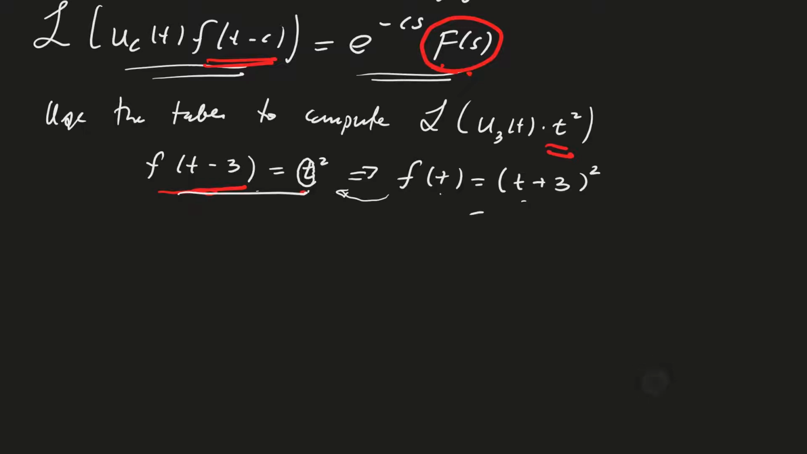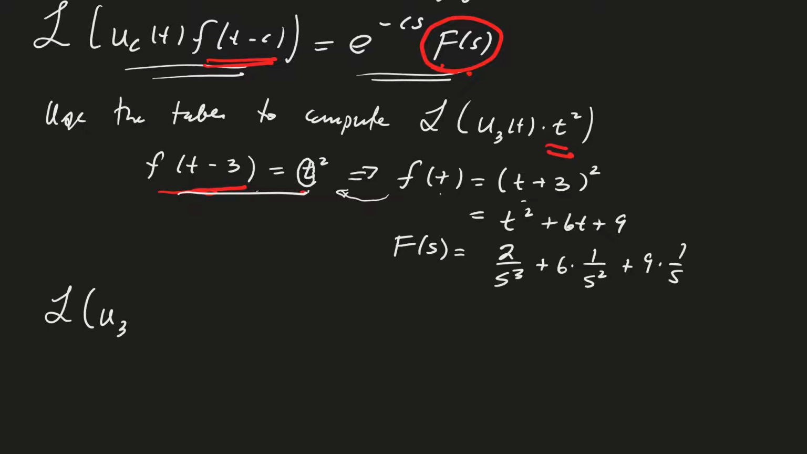and that should get you what you need. Okay, and so now if I'm taking the Laplace transform of this, I need to go ahead and multiply it out. Okay, and so that gives me my F of s. Again, we're using the table. That's going to be 2 over s cubed plus 6 times 1 over s squared plus 9 times 1 over s. Okay, and so therefore the Laplace transform of u sub 3 of t times t squared is equal to e to the minus 3s times our F of s.